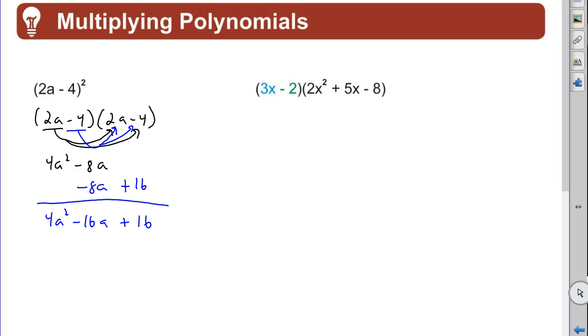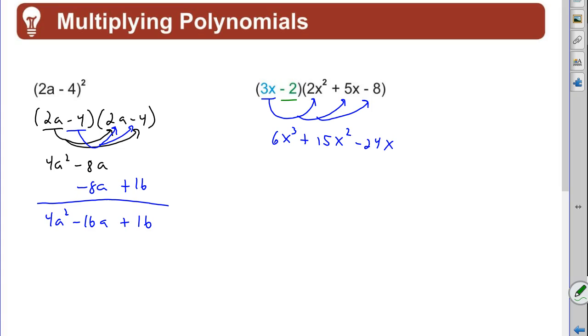So now when we have a binomial and a trinomial, or a trinomial and a trinomial, it's no problem, right? We simply distribute. So let's go ahead and distribute the 3x. 3x times a 2x squared is a 6x cubed. 3x times a positive 5x is a positive 15x squared. And 3x times a negative 8 is a negative 24x. Okay, so we finished distributing the 3x to every term in the back polynomial.